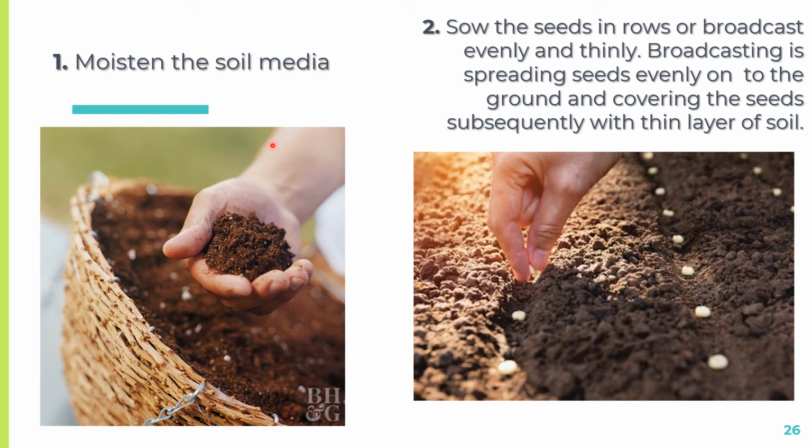And then number 2, sow the seeds in rows or broadcast evenly and thinly. Broadcasting is spreading seeds evenly onto the ground and covering the seeds subsequently with a thin layer of soil. As you can see in the illustration, this method of sowing is less satisfactory than sowing the seeds in rows, a few centimeters apart unless pricking is to be done.